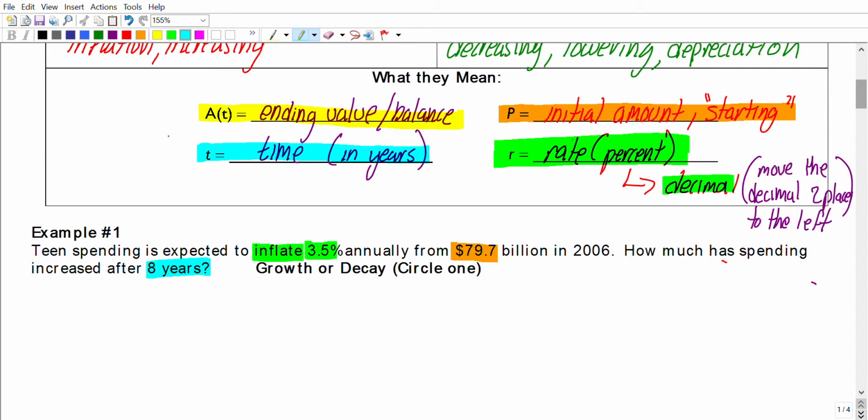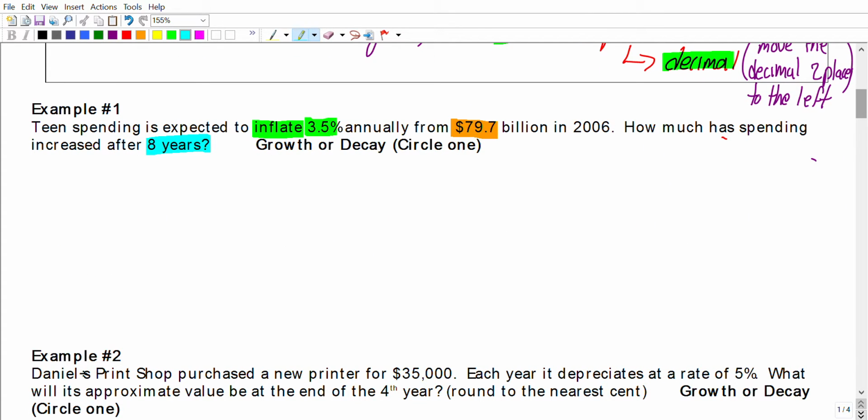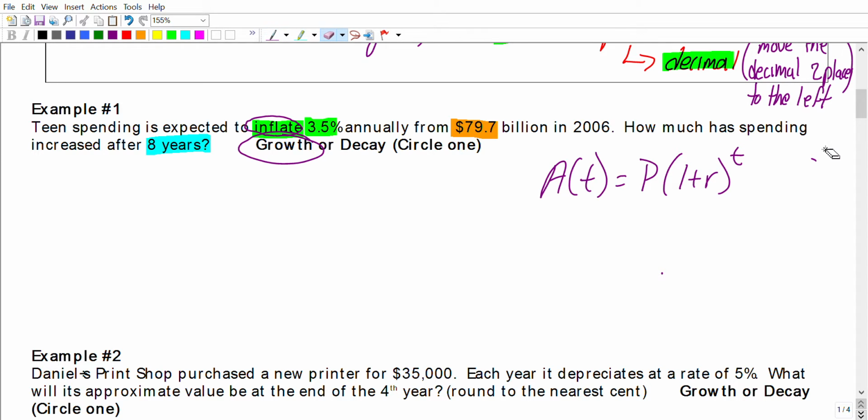Now let's see if we can figure out, first off, is this a growth or is this a decay? Well, hopefully you notice, just like I highlighted, this word right here. Inflation means growth, so we are going to use our growth equation. All I did was copy that from the top. So go ahead and rewrite that. But again, we have too many variables here. We need to identify what each of those are. So we have an A of t, we have a P, we have an r, and we have a t.